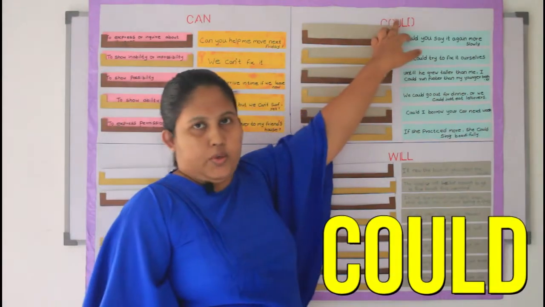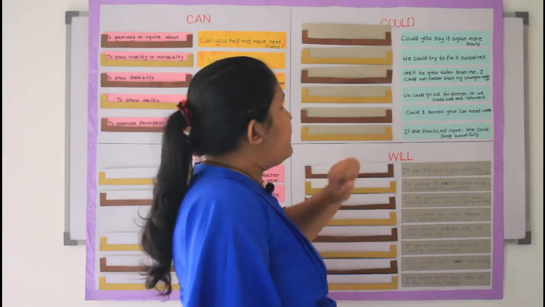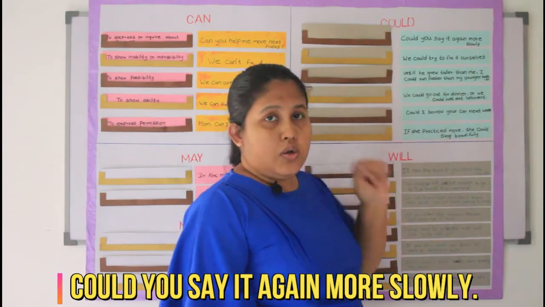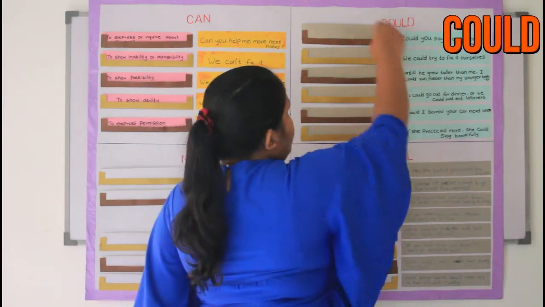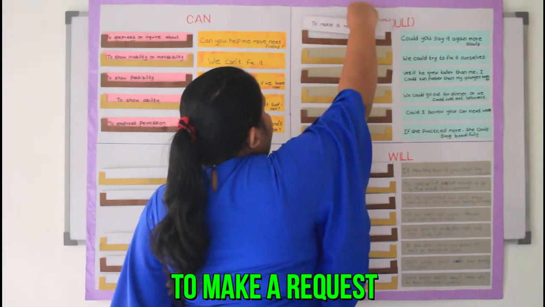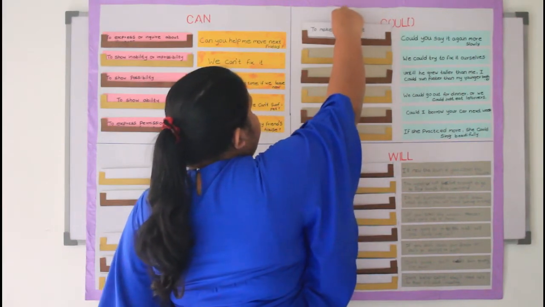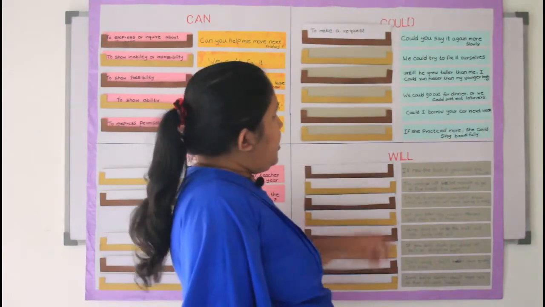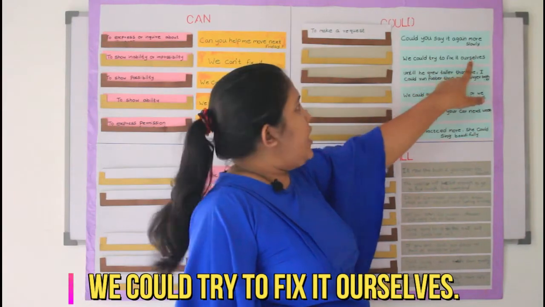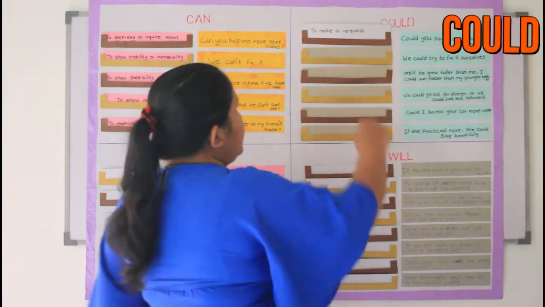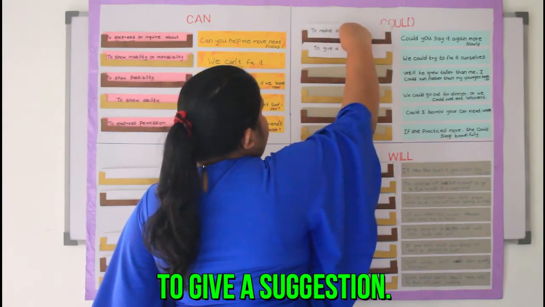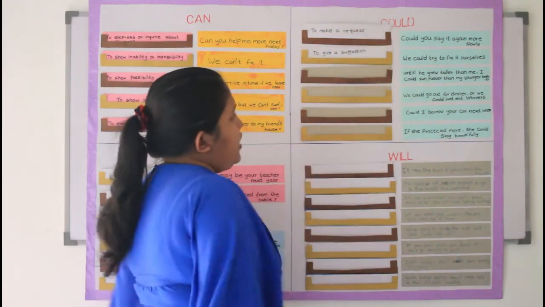Next modal verb, could. Look at these sentences. First one. Could you say it again more slowly? Here, the modal verb could is used to make a request. Next one. We could try to fix it ourselves. Here, the modal verb could is used to give a suggestion.